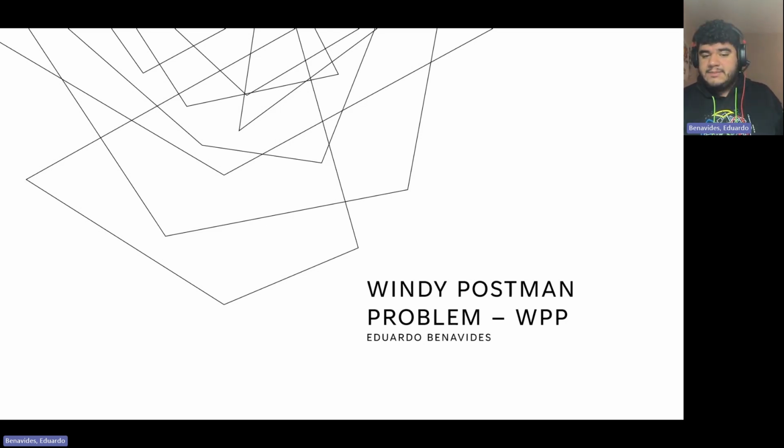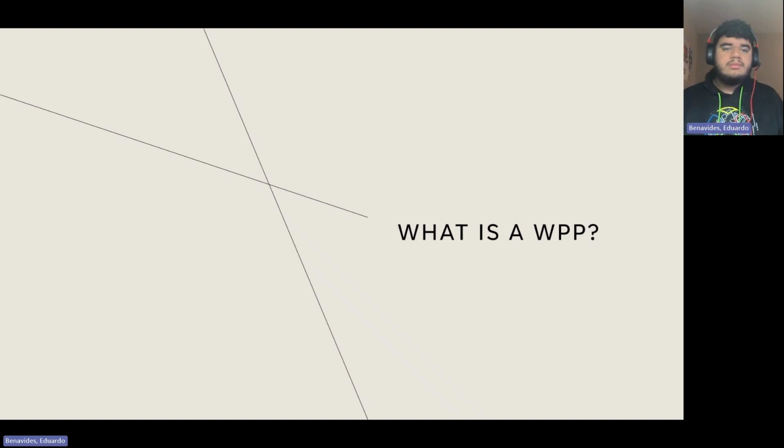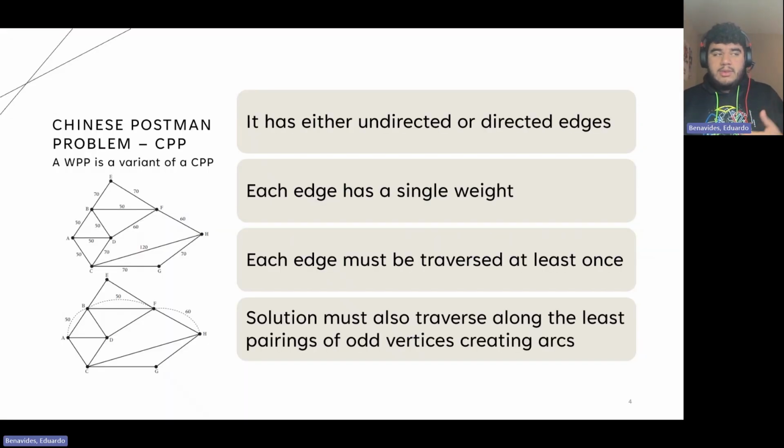So let's get started. This presentation is essentially divided into three parts. What is the WPP? How I solved it? And what were my results? So what is a WPP? Well, a WPP is a variant of a CPP, and a CPP is the Chinese postman problem.